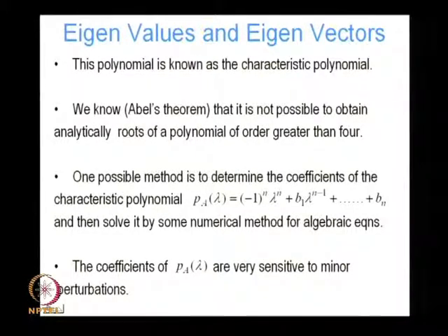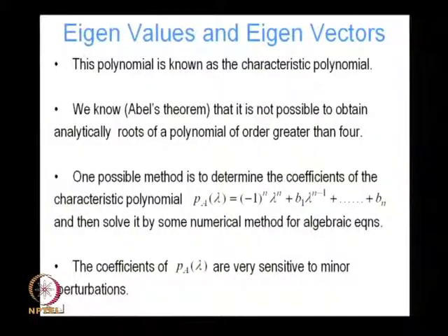Again, there is a theorem known as Abel's theorem, which tells us that it is not possible to obtain analytically the roots of a polynomial of order greater than 4. So, if it is a 5 by 5 matrix, I have a quintic polynomial, right. I have lambda to the power 5. In that case, Abel's theorem tells me that you cannot find the roots of this polynomial using any analytical method, however hard you try, right. So, the only way you can find the roots of that equation is through numerical methods, right.